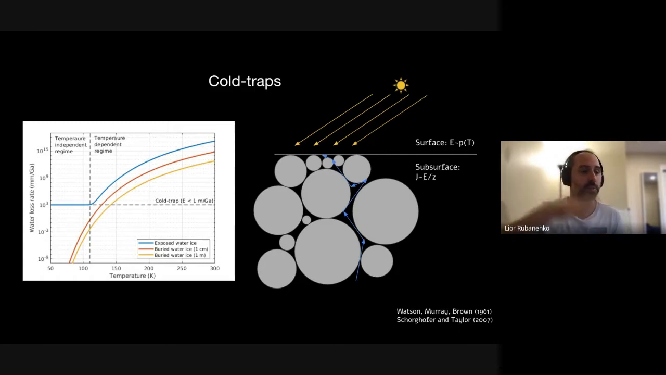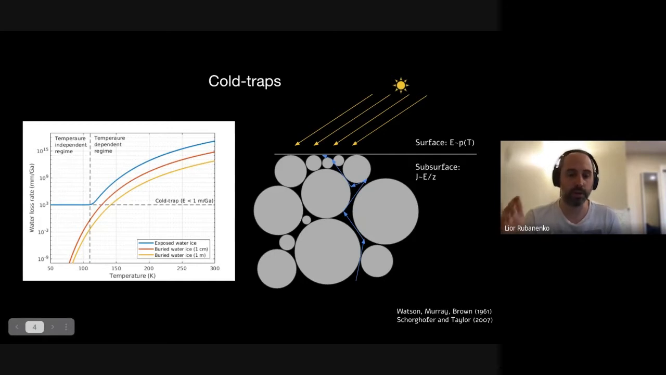Basically, molecules can almost not leave the surface, or leave it at a very low rate. And how low? When you do this calculation, you realize that the loss rate inside a cold trap that's about 100 Kelvin is about 1 meter per billion years.